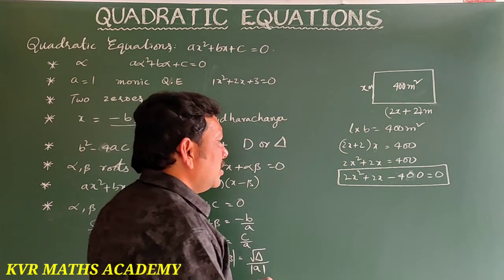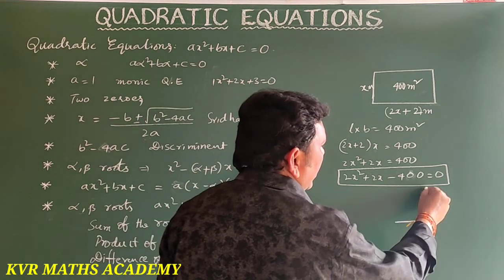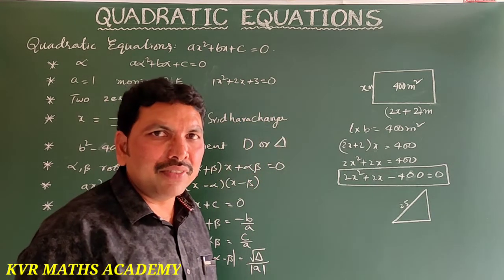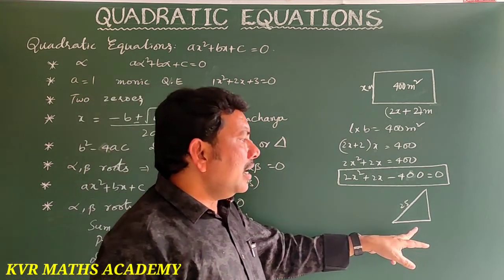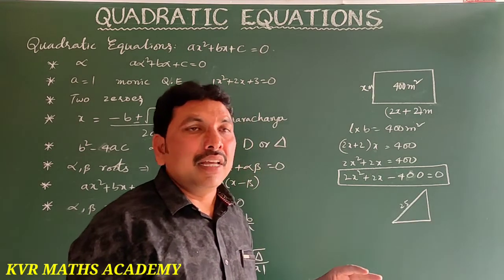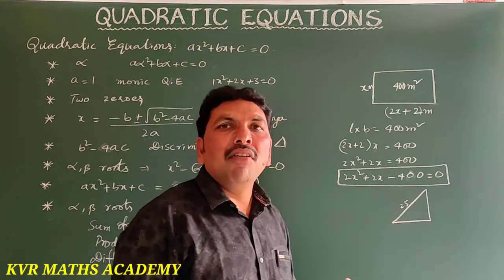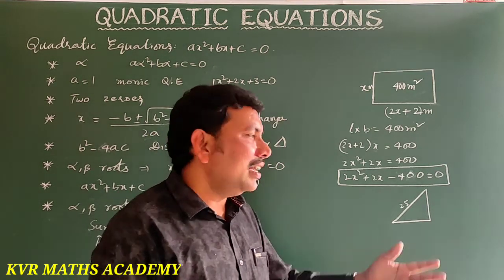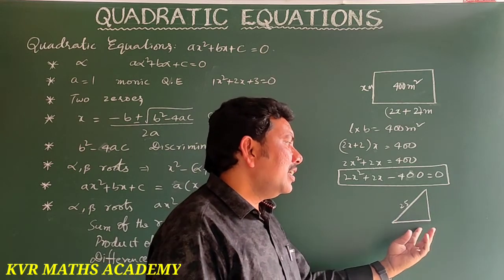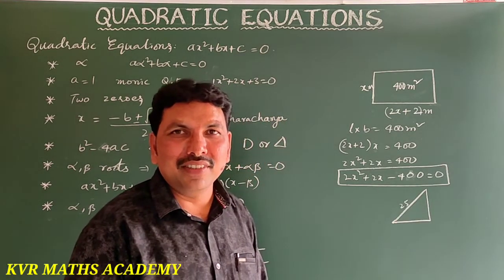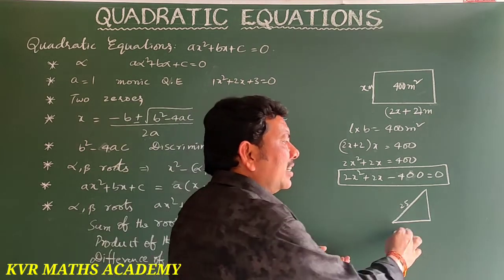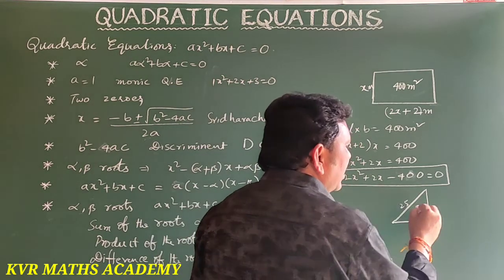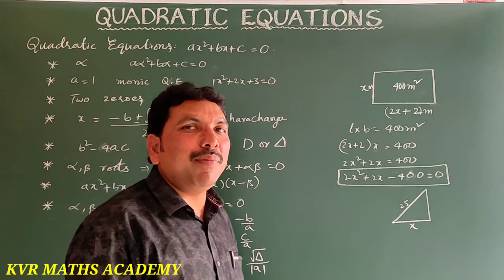So, another example. Suppose a triangle is there. The triangle's hypotenuse is 25 centimeters, as given. Next, the difference between the two sides is 5 centimeters, as given. Then what are the lengths of these two sides? We may find them. So the difference between the two sides is 5 centimeters, given, no? Yes, here suppose one side is x. Another side will become how much?